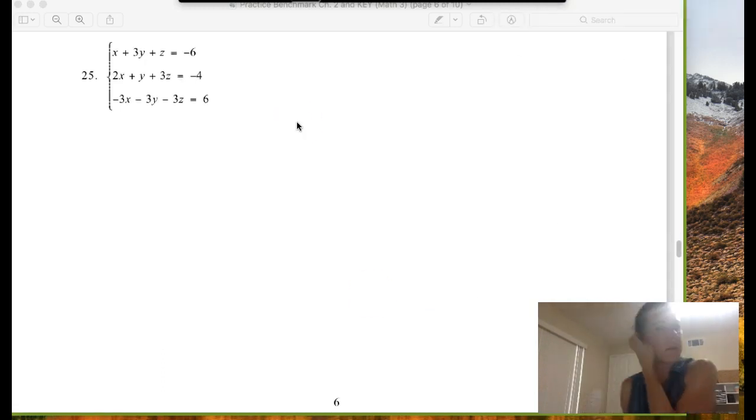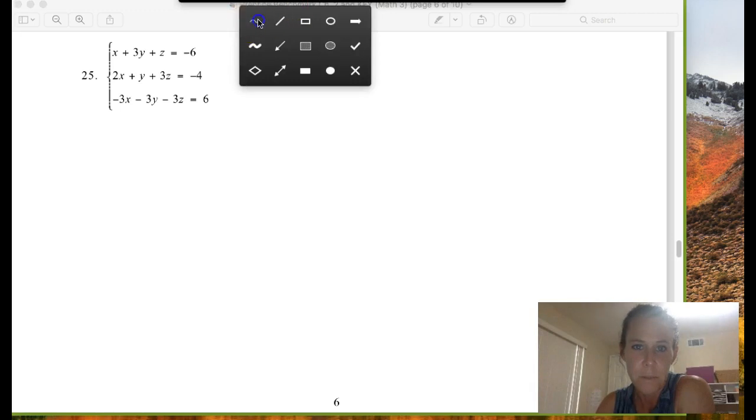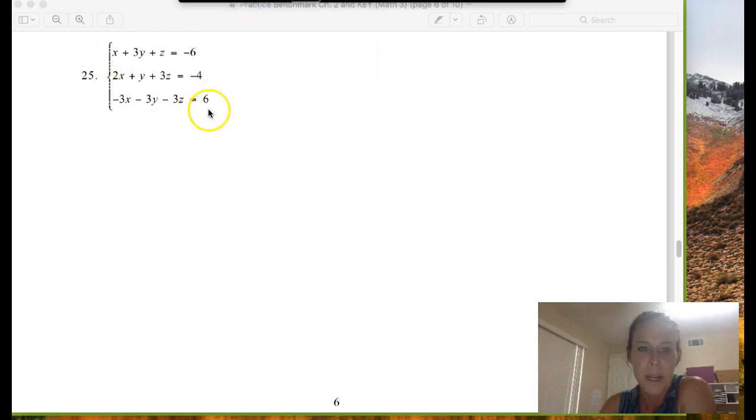When I'm working a system of 3 equations and 3 variables, the first thing I try to do is see if I can use substitution to make it simpler. And it doesn't look like I have any substitution. Now, one thing you can do is you can use matrices. That's totally fine if you want to write out a matrix.